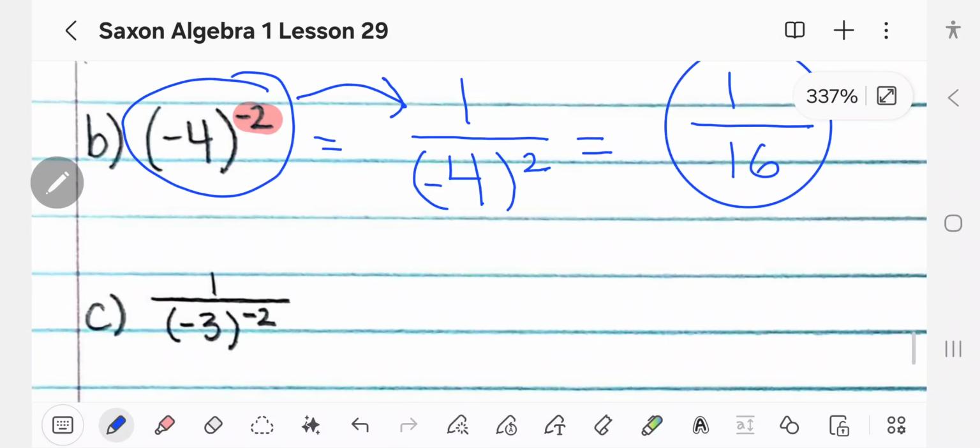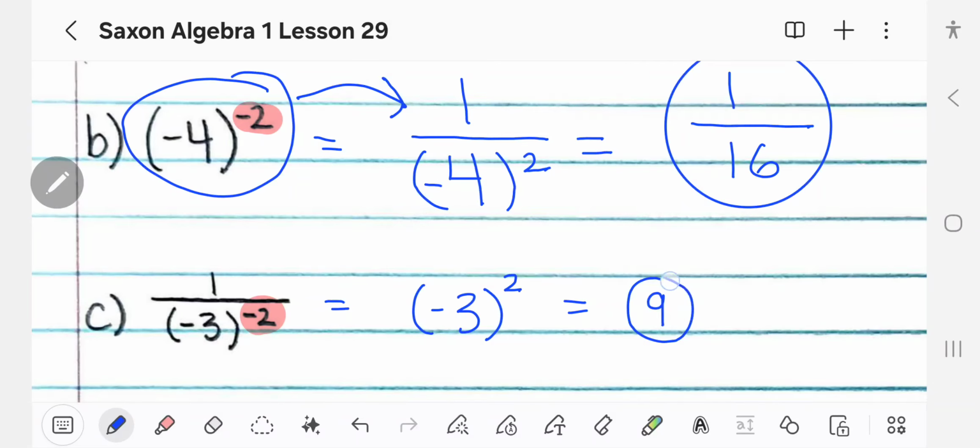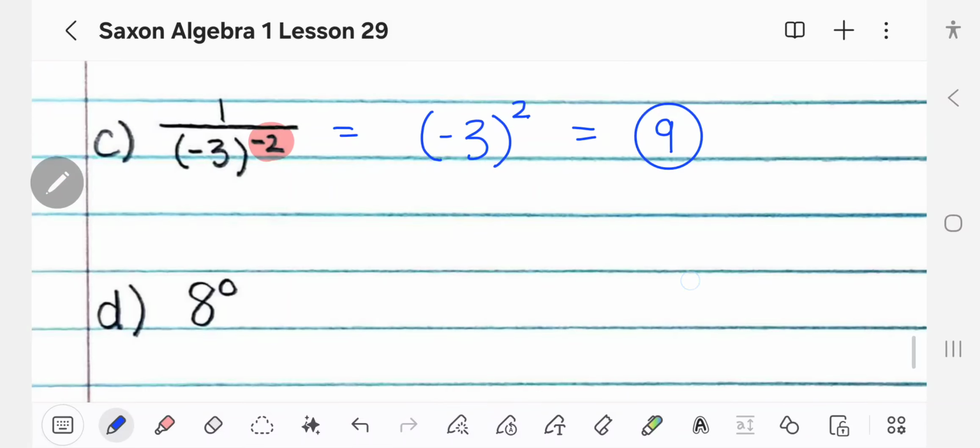C. All right, we've got here a fraction, but actually, this would be easier. Let's take it out of the denominator, okay? So that's going to be negative 3, and its exponent would change to a positive 2. Now, the parentheses were there, so that means it's part of the base, so negative 3 times negative 3 would be a positive 9. So the answer to C is positive 9.